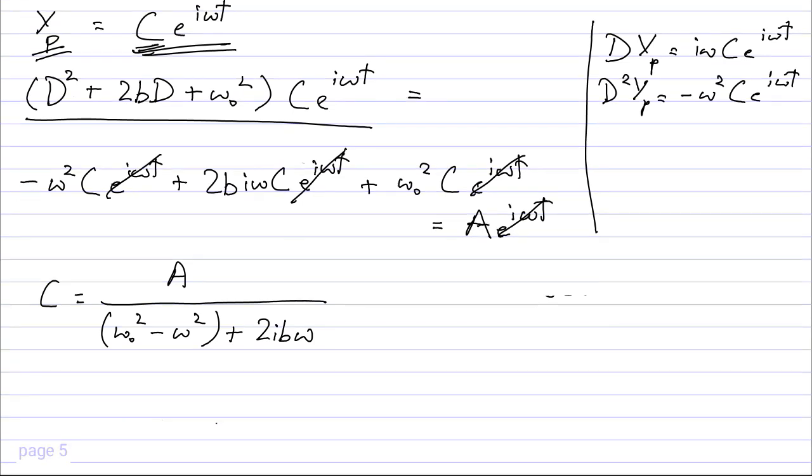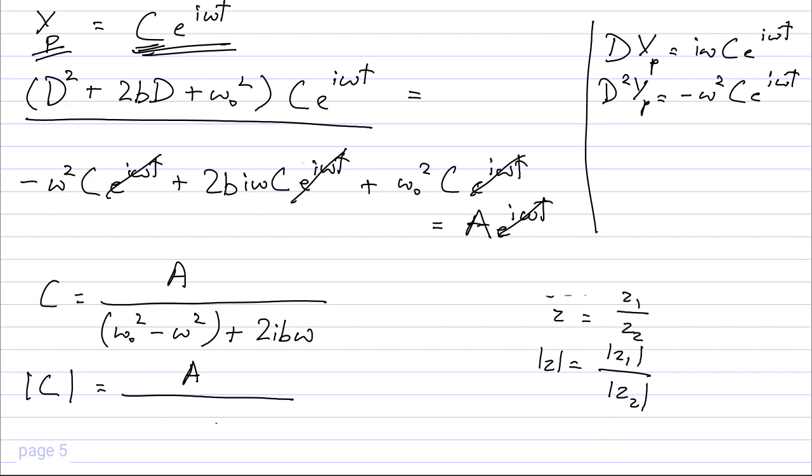So first of all, to find the polar form, I need to first find the magnitude of C. So the magnitude of C is given by, you have A as it is. If you have a complex number like that, the magnitude of Z is given by magnitude of Z1 divided by magnitude of Z2. Remember, A is real, so the magnitude of A is simply A. The magnitude of the denominator is more complicated. That is given by the square root of omega naught squared minus omega squared, whole squared, plus 4b squared omega squared. That's what you have for the magnitude of C.